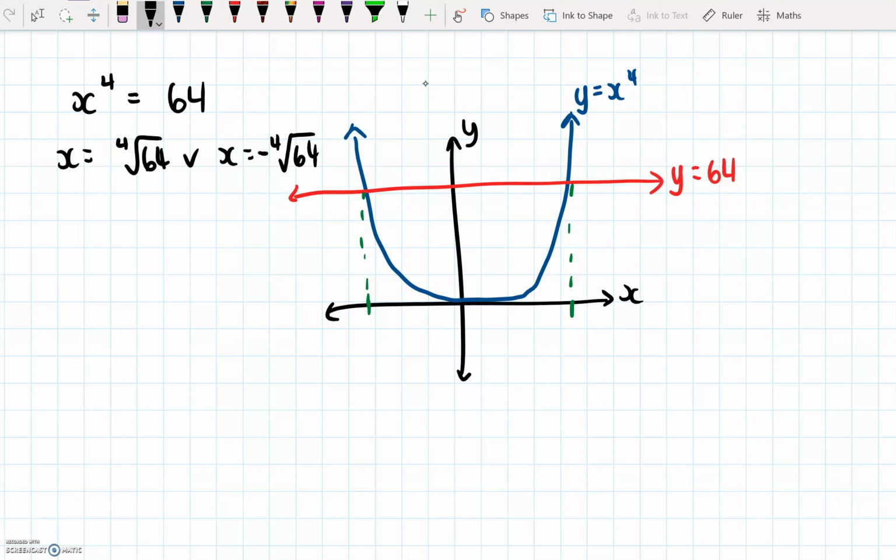Okay, and it's going to give us an approximation. So you will get x is approximately equal to 2.82, or x is approximately equal to negative 2.82. Okay. Now this pattern continues.